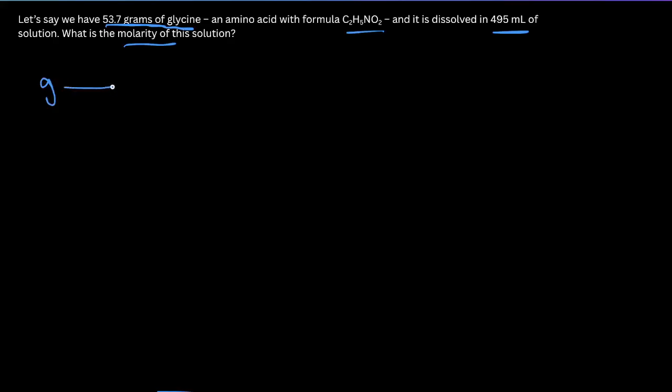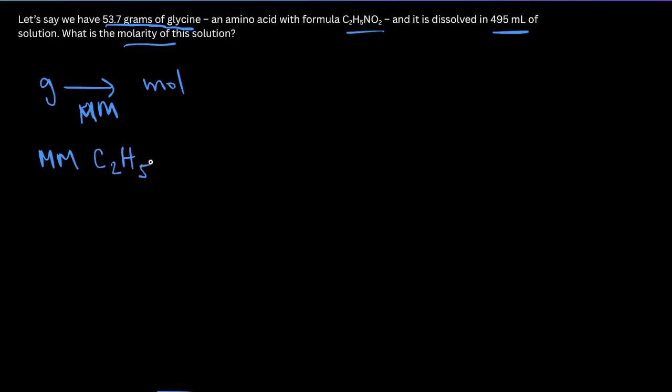So we're given grams. And first, remember, we have to convert that to moles using the molar mass. But in this problem, we're actually not given the molar mass of glycine, and you often won't be given the molar mass in an exam. So you know how to do that, and that should be pretty straightforward to do. So let's just do that now. We have to first find the molar mass of glycine before we can move forward.